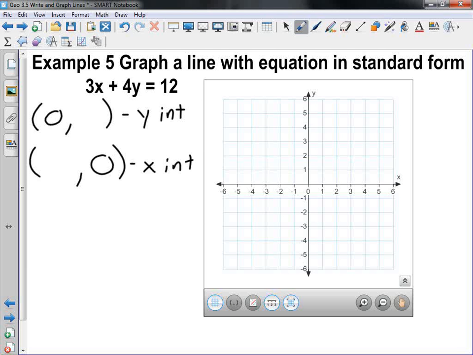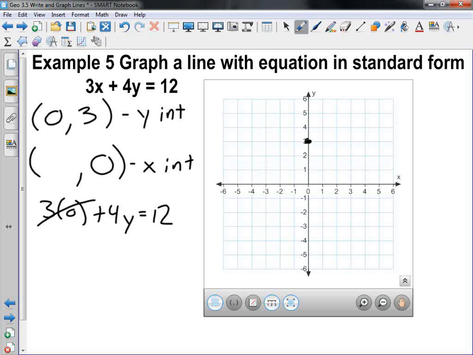All right, so if I plug in 0 for x in that top equation, I get 3 times 0 plus 4 times y is equal to 12. What happens to the 3 times 0? Yeah, it goes away, right? That's why we chose 0. And then 4y is equal to 12, which has to be 3. Divide by 4, divide by 4, y is 3. So I get (0, 3). That's my y-intercept.